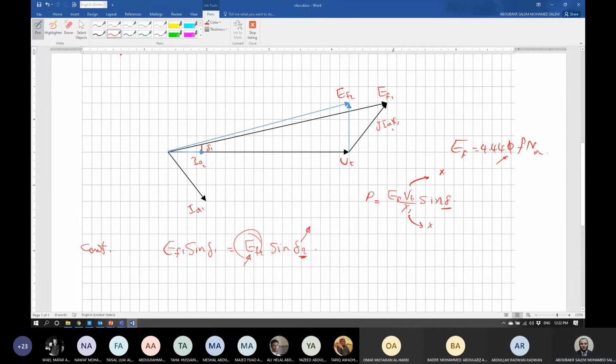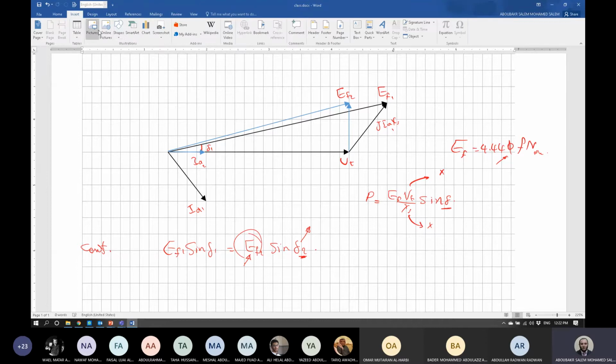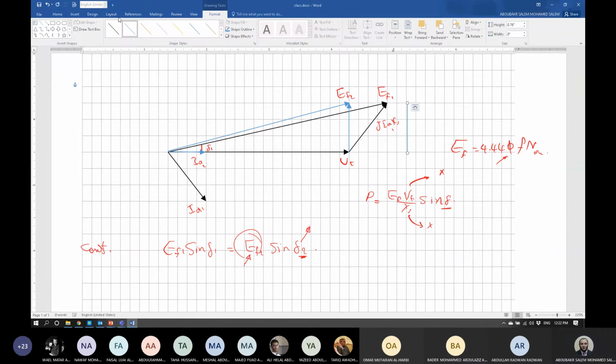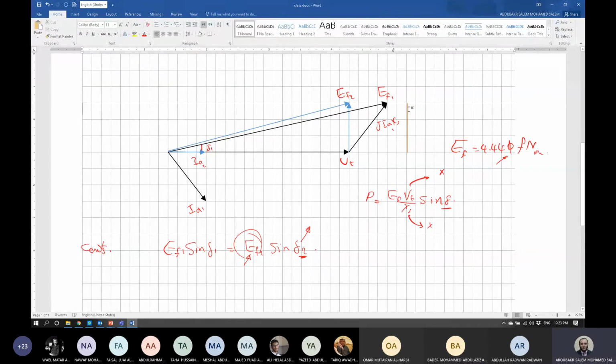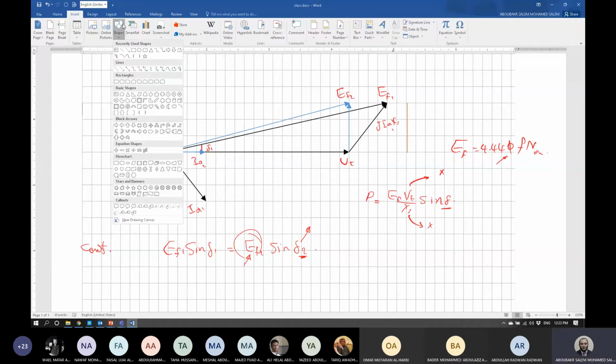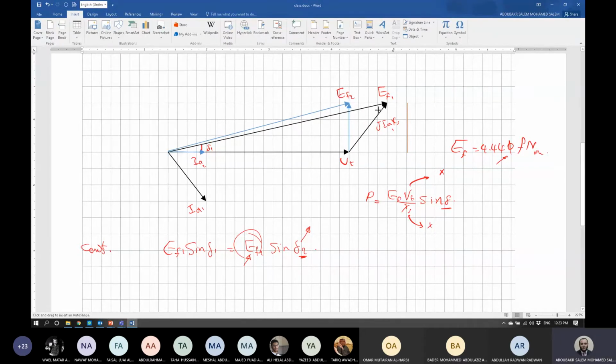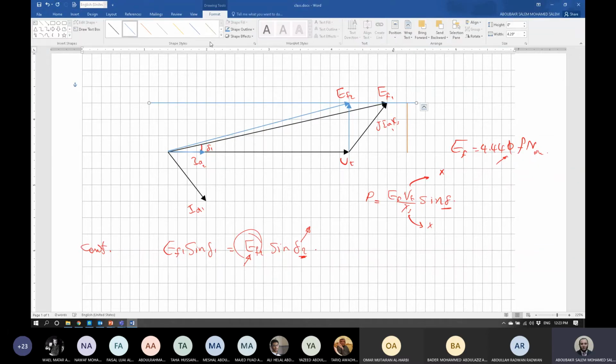On this triangle, guys, the segment of EF sine delta will be this part. Right, guys? This part now represents EF sine delta, this length. So we can say the locus of EF for constant power is this line.